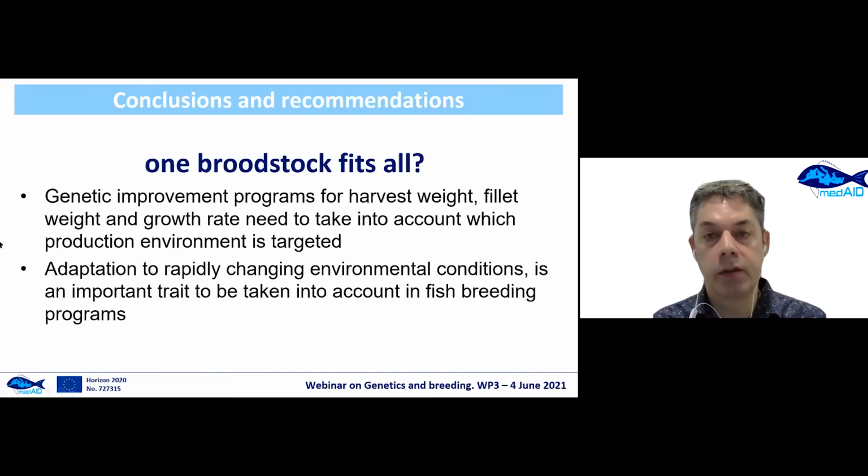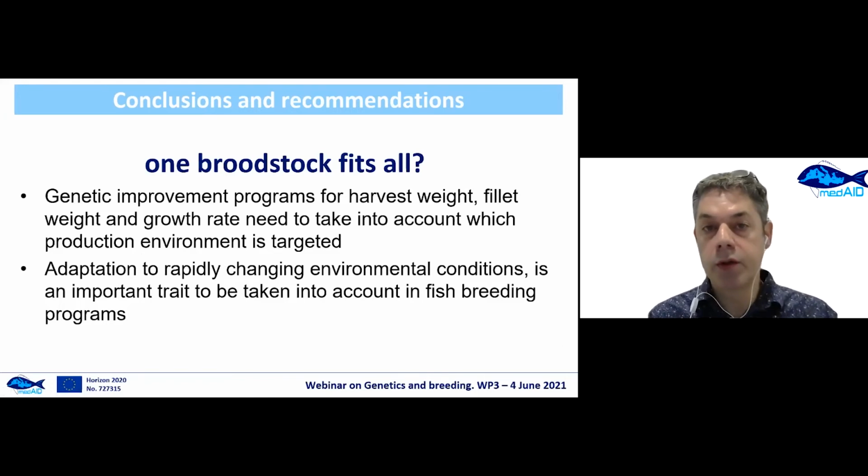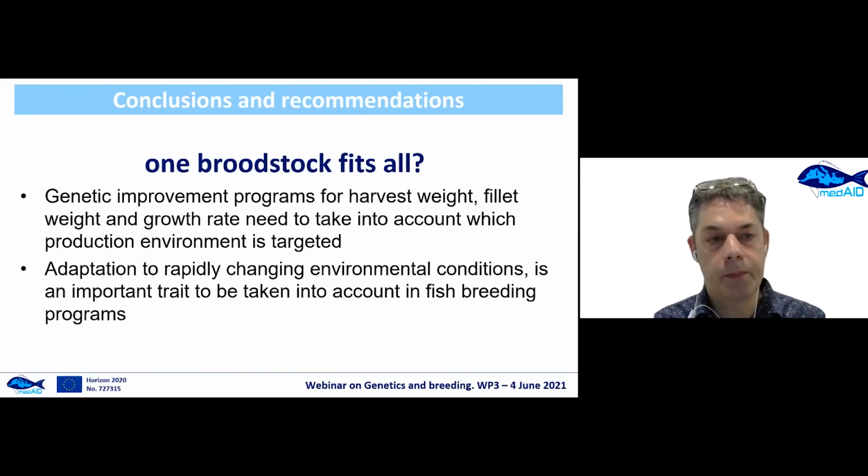Then coming back to the title, can we supply all these sites from one broodstock, or let's say broodstock from a single breeding program? Given the rather low genetic correlations, we conclude that you cannot simply select in one environment and expect that selection to lead to the response that you predict in the other environment. So you need to take into account which production environment you are targeting.